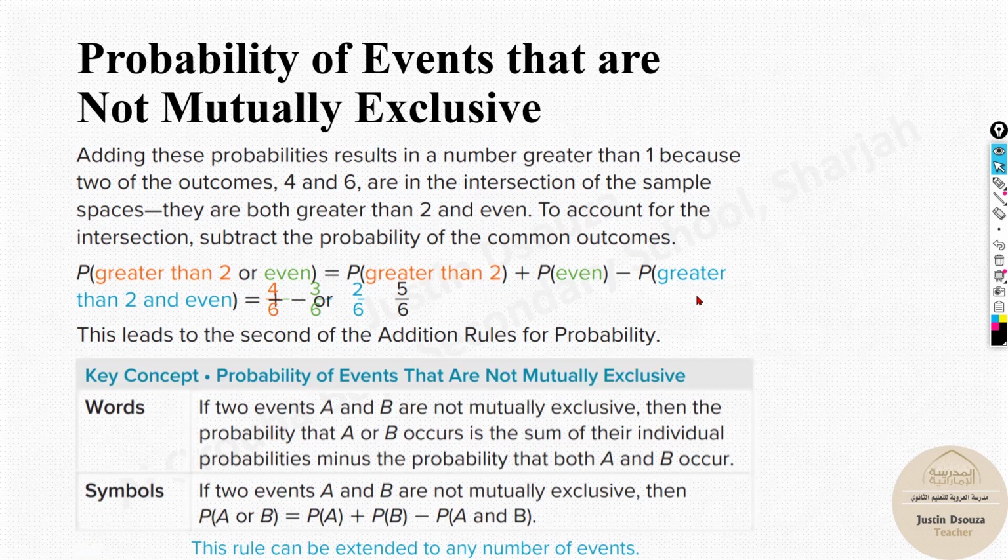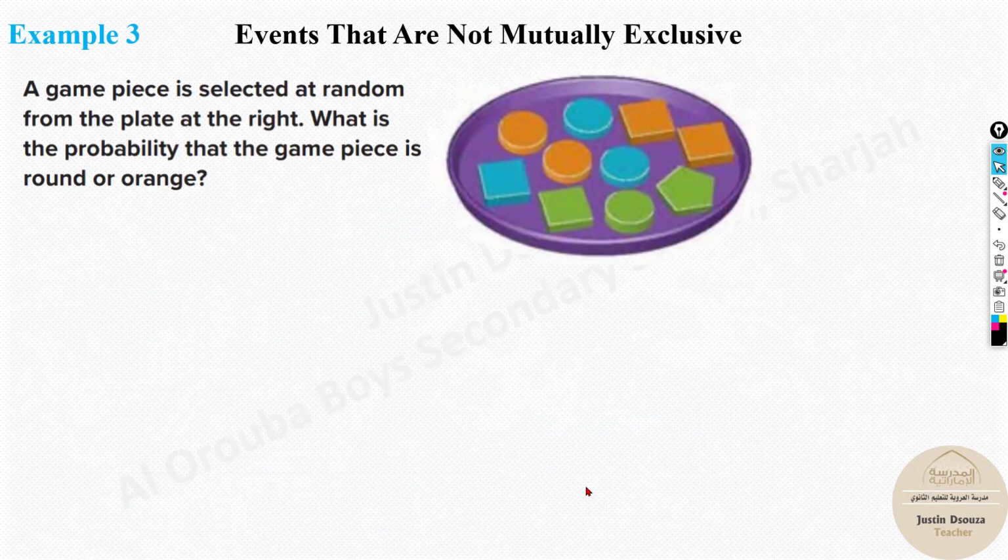We will look into a problem now. So this is the formula here. P of A or B is P of A plus P of B minus P of A and B. This is for not mutually exclusive events. Here we have a problem about game pieces that are selected at random from this plate. What is the probability that the game piece is round or orange color? You can see there are some round ones and orange color ones.